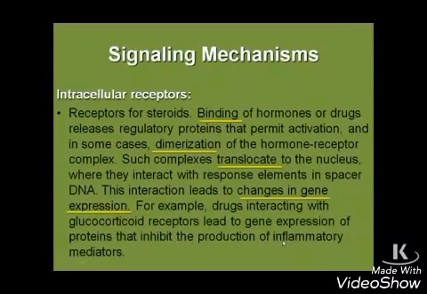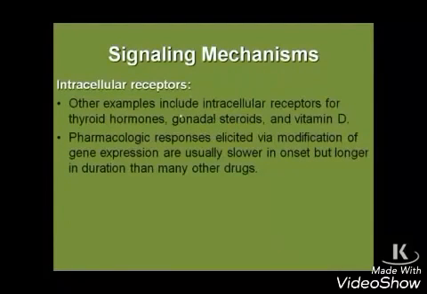A characteristic of this pathway is that the responses elicited via modification of gene expression are slow. Okay? They're slower in onset, but the trade-off is they tend to be longer in duration. Think about it this way. It's going to take time to make new proteins. So glucocorticoids, for example, are going to stimulate those various new proteins to work as anti-inflammatory effects, and as a result, it's going to take a little bit of time to make those proteins, but once you make them, you're going to have a long-lasting effect. So besides the glucocorticoids we've talked about, thyroid hormones, gonadal steroids, and even vitamin D fit into this section.